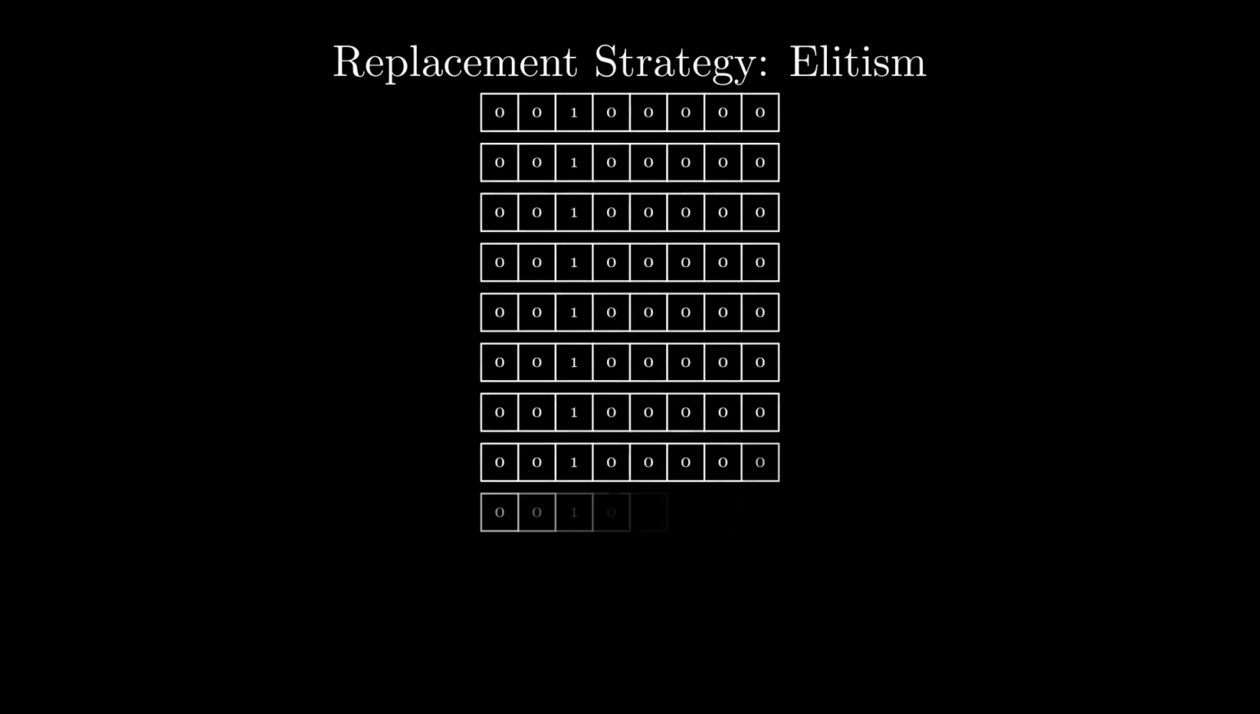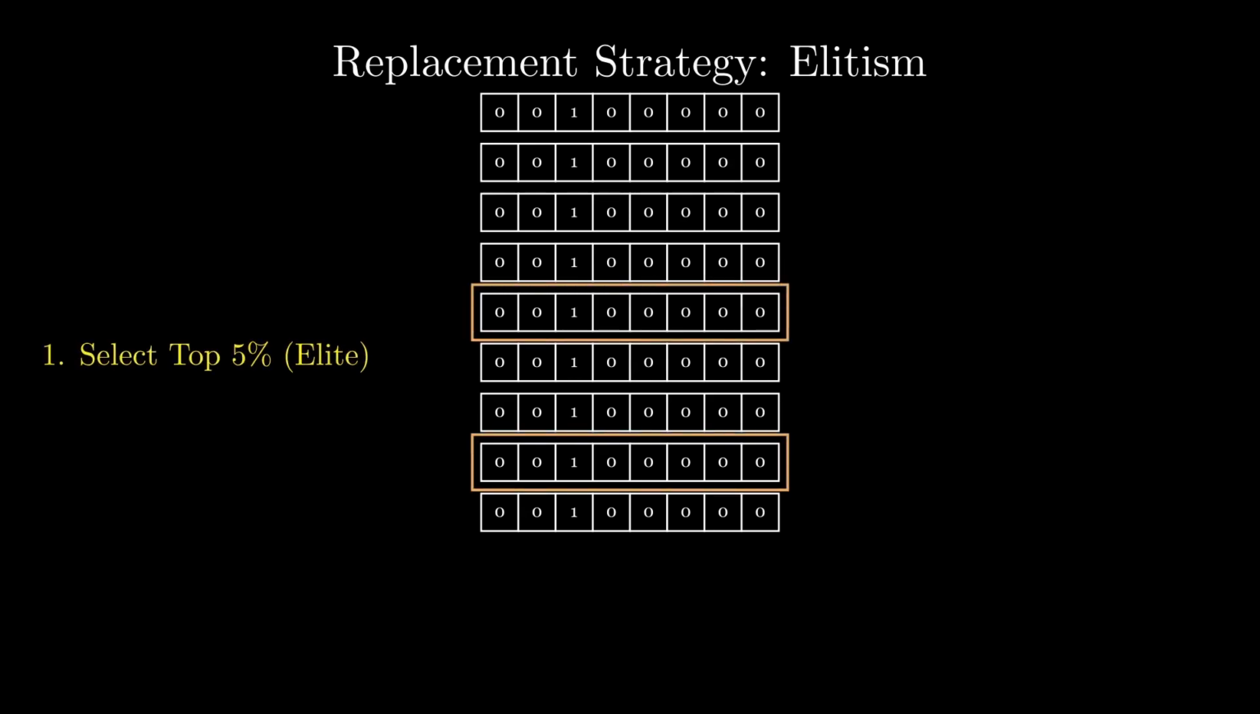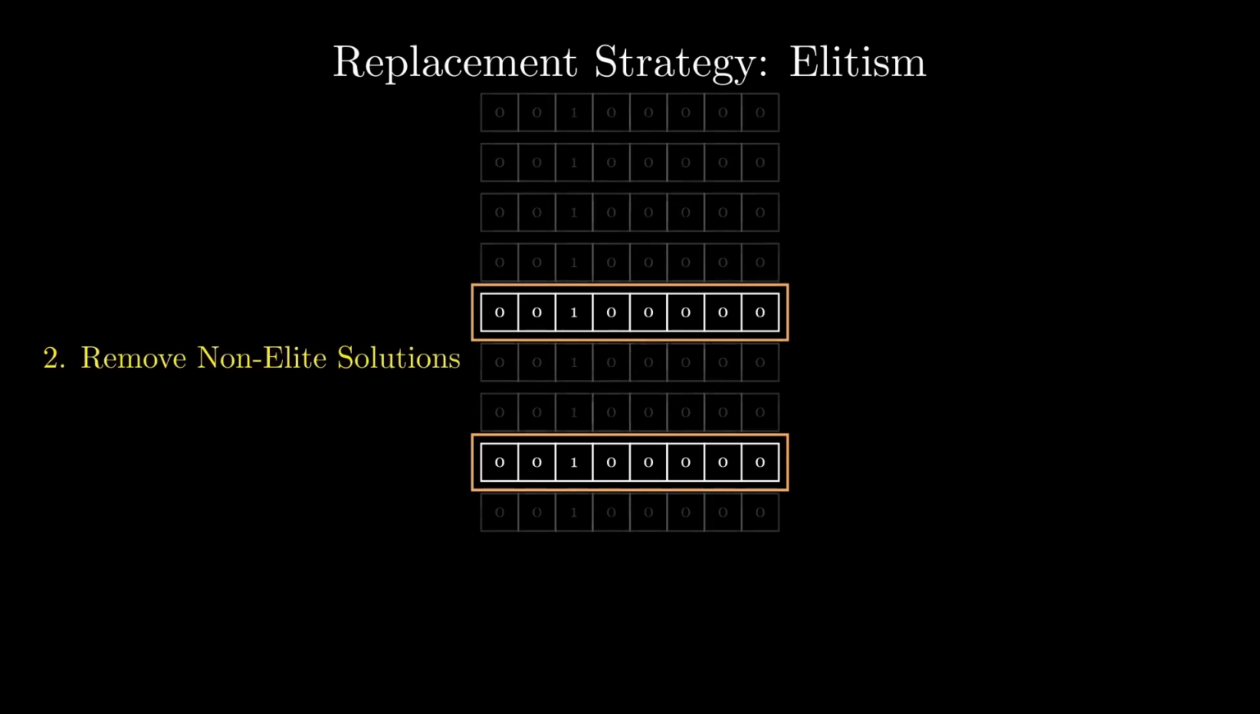Replacement strategy. After generating offspring through selection, crossover, and mutation, we need to determine how to form the next generation. We use an elitism strategy, retaining the top 5% individuals from the current generation to ensure that the quality of solutions does not degrade.